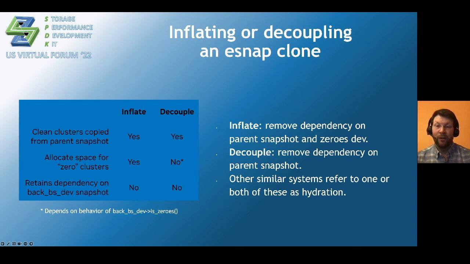As a practical matter, inflate and decouple will usually have the same result for esnap clones, as there is no cheap interface to ask a bdev if an LB range is all zeros. There will be a distinction if the clone has been resized to be larger than the snapshot. In the future, it may be possible to leverage the recently added seek_hole and seek_data interface to implement a hole-aware is zeros function.